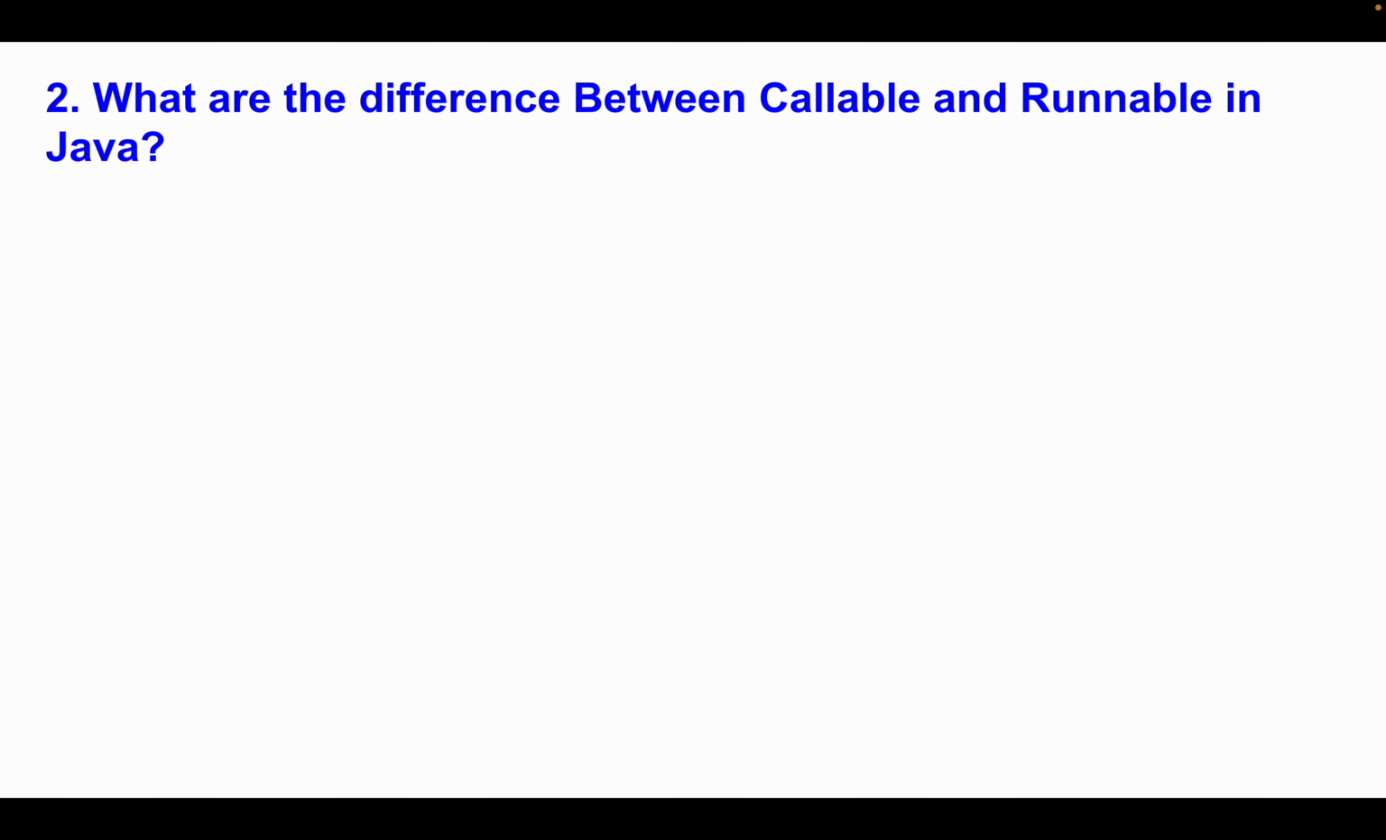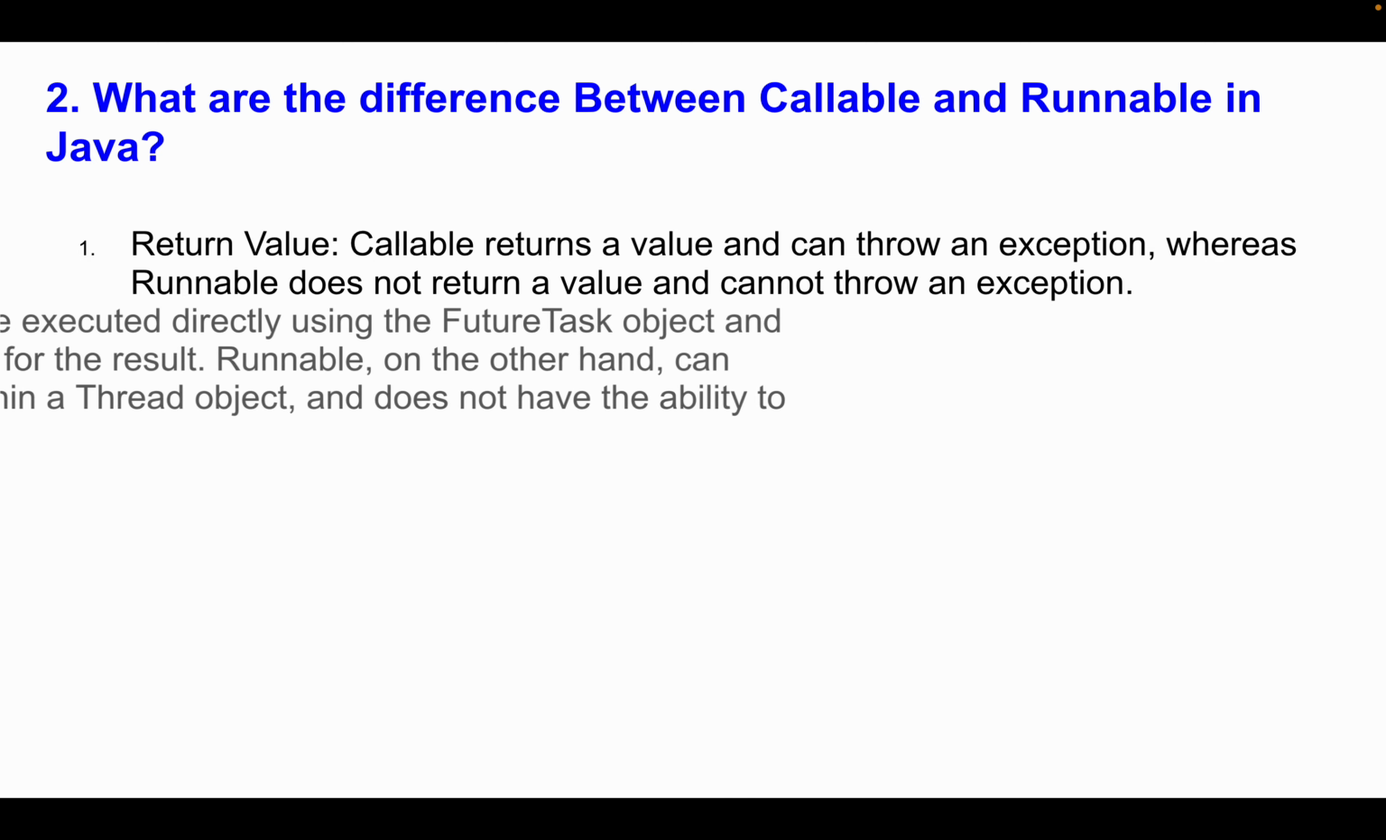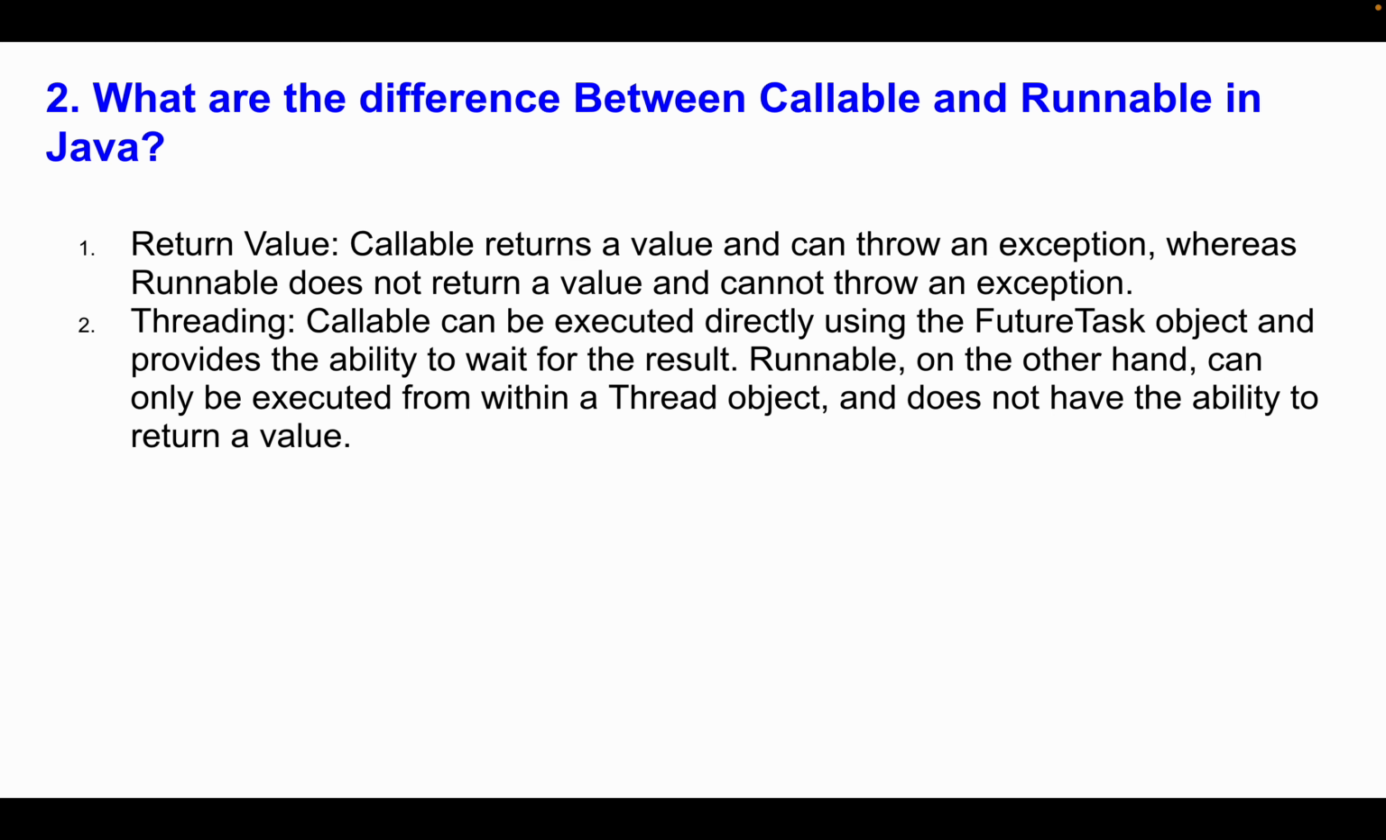The next question was, what are the differences between Callable and Runnable in Java? This is a very common question. So to answer this question, first of all, we will start with the return value. Callable returns a value and can throw an exception, whereas Runnable does not return a value and cannot throw an exception. Threading: Callable can be executed directly using a FutureTask object and provides the ability to wait for the result, whereas Runnable can only be executed from within a Thread object and does not have the ability to return a value.